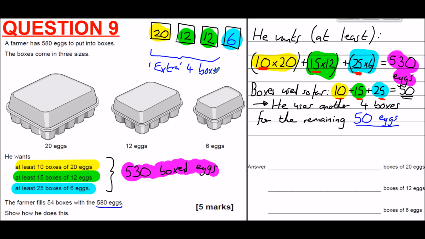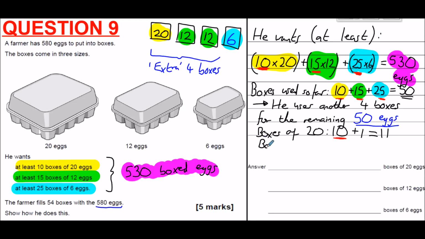So now let's compare what we had to begin with. So boxes of 20. Well, to start with, we had 10. He wanted at least 10 boxes of 20. So he got those 10 boxes to begin with, plus an extra 1 box of 20 up here. So 10 plus 1, that's 11 boxes of 20.